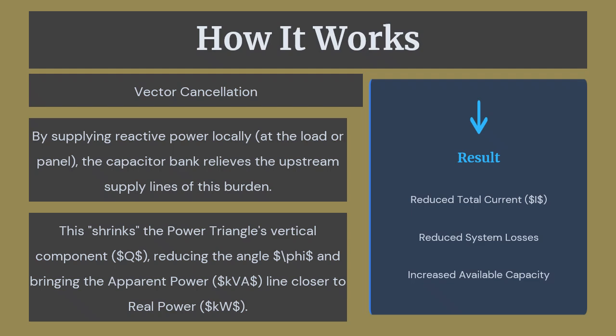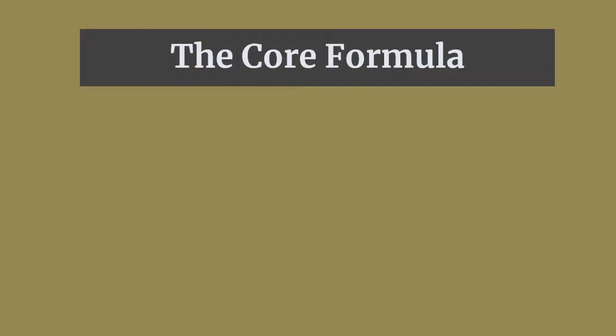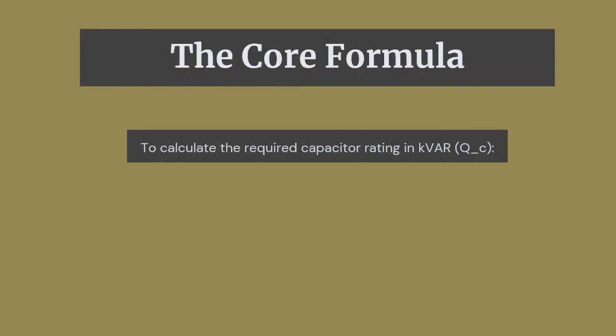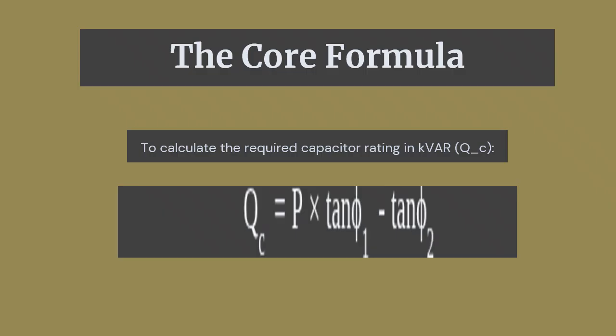The core formula. Now, let's get into the engineering math. To determine the size of the capacitor bank required, we use this formula: Q_C, the required kVAr, equals P, real power, multiplied by the difference between the tangents of the initial and target angles.